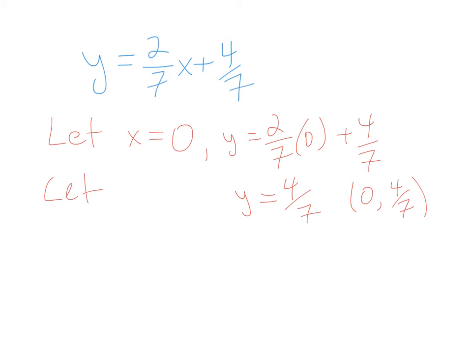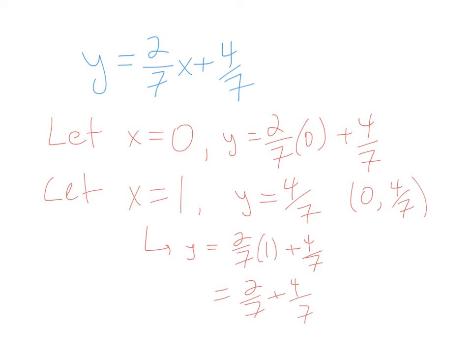Next, I'm going to let x equal 1. Again, you can choose whatever you like. But when x equals 1, y equals 2/7 times 1 plus 4/7. This is 2/7 plus 4/7, which is 6/7. So y is equal to 6/7. And therefore we have another ordered pair when x is 1, y is 6/7.